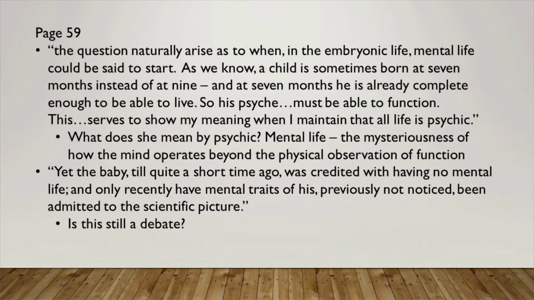Continuing on page 59, she says, the question naturally arises as to when in the embryonic life, mental life could be said to start. As we know, a child is sometimes born at 7 months instead of at 9. And at 7 months, he is already complete enough to be able to live. So his psyche must be able to function. This serves to show my meaning when I maintain that all life is psychic. And again, what does she mean by psychic? She says it's the mental life, the mysteriousness of how the mind operates beyond the physical observations of function. That's how I take what she's saying by psychic here.